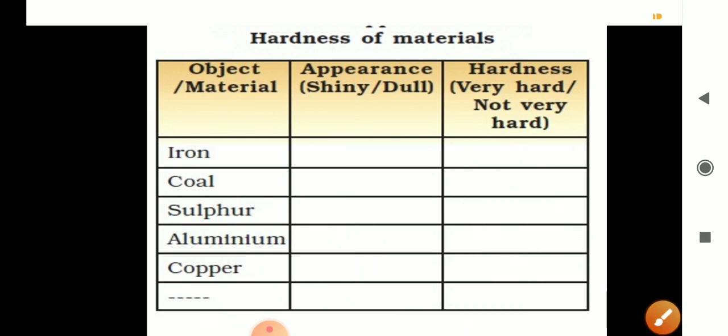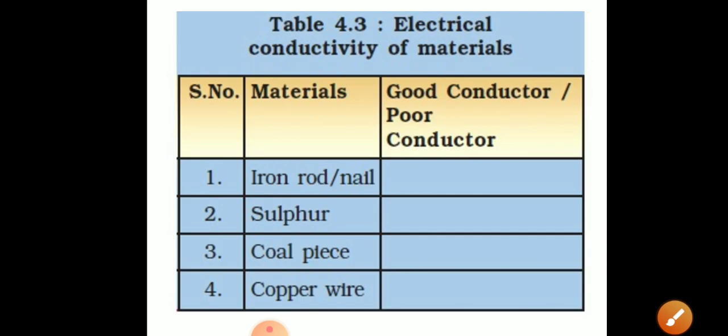Now next, see one more table. It is the electrical conductivity of the materials. Electrical conductivity means whether electricity can flow through them or not. If electricity flows through them, they are called good conductors, and if electricity cannot flow through them, then they are called poor conductors or insulators of electricity. Now see one by one.